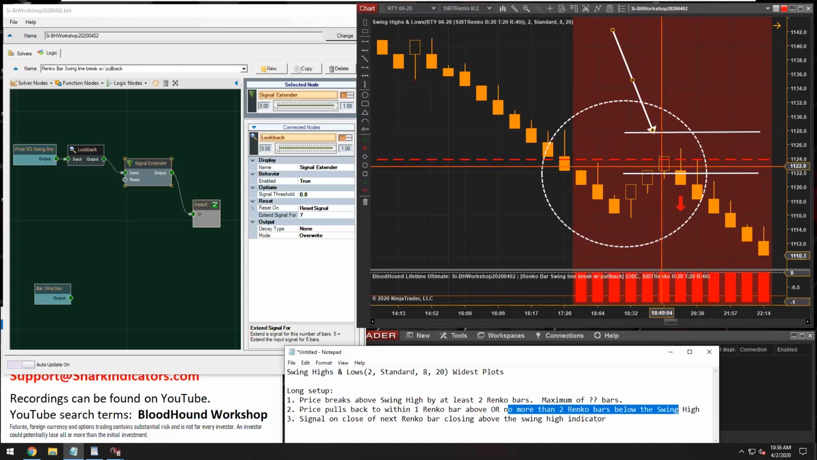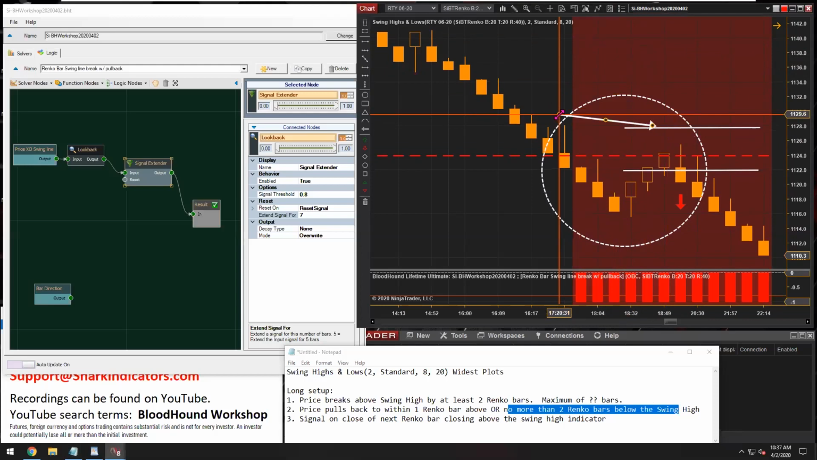So this is going to be broken into two pieces of logic here. We're going to have one solver determining whether price pulled back to within this zone, I guess you could say the zone in front of the swing line.